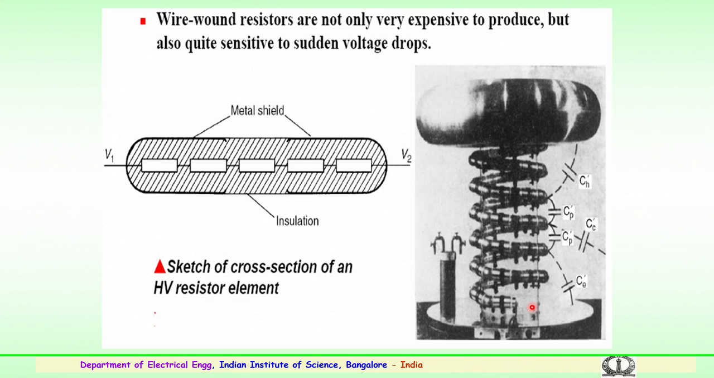For that, wire wound resistors are not only expensive to produce, but also quite sensitive to sudden voltages. That is the reason metal shielding is being tried, where this is a cross section of one of the high voltage resistor elements, a number of resistors, and the divider is built in such a way that the stray capacitances are taken care of. You can see the stray capacitance from the ground between the units and between the metallic objects, that is the topmost conductor. So, these have to be eliminated so that the divider gives accurate values.